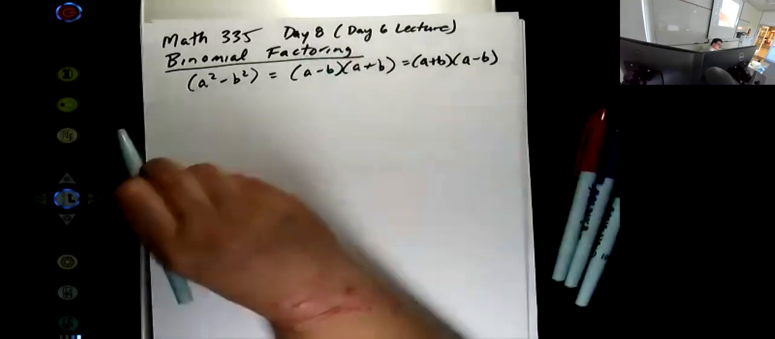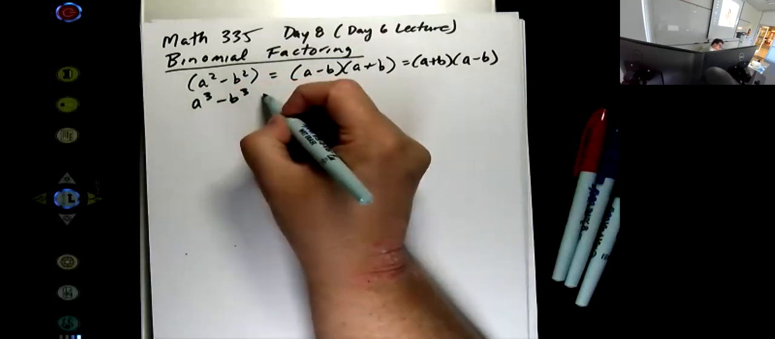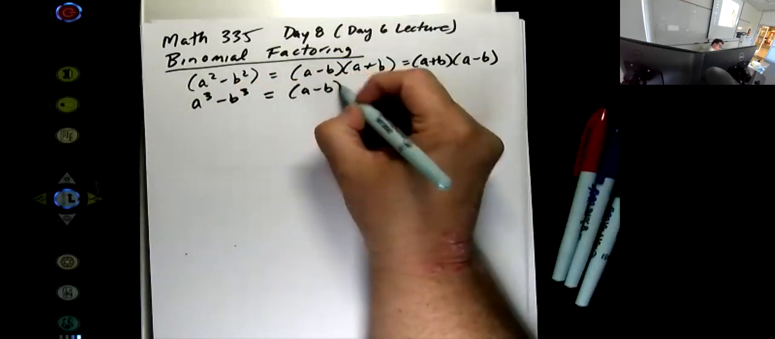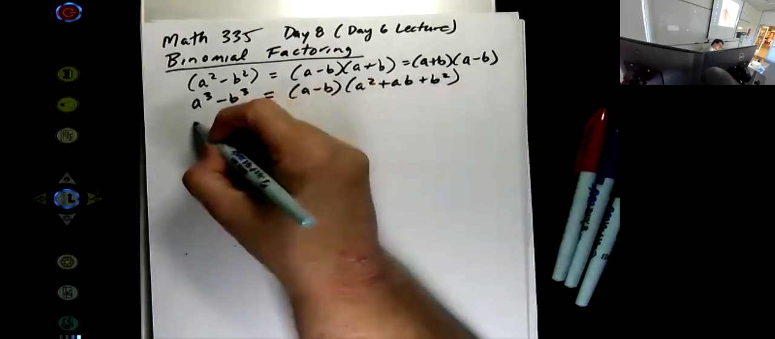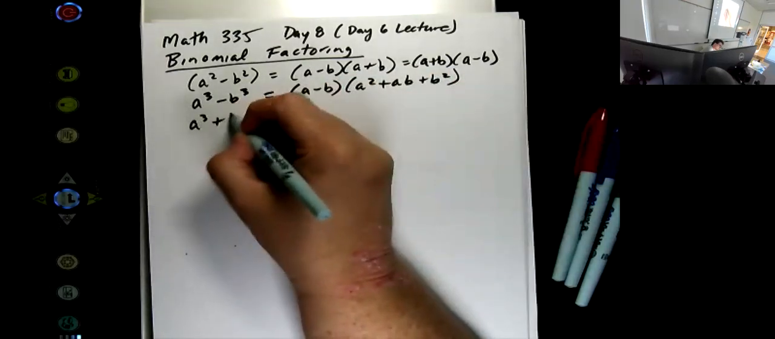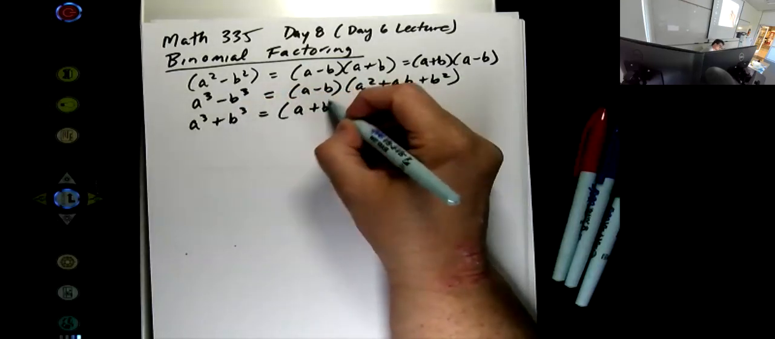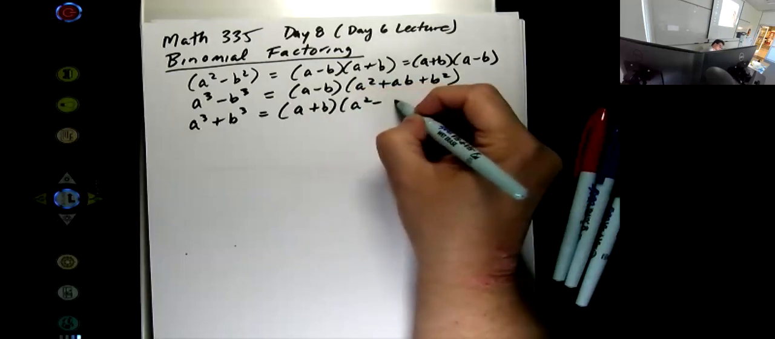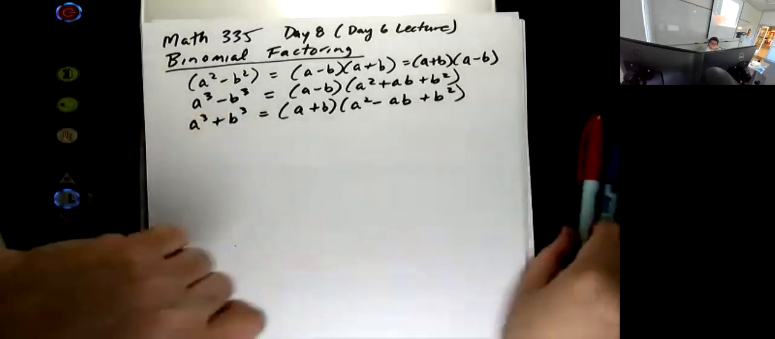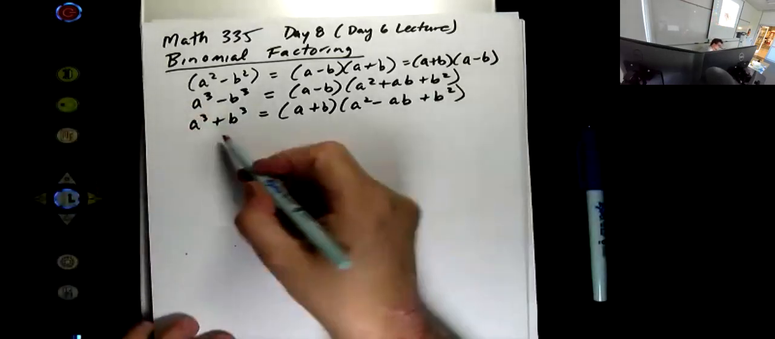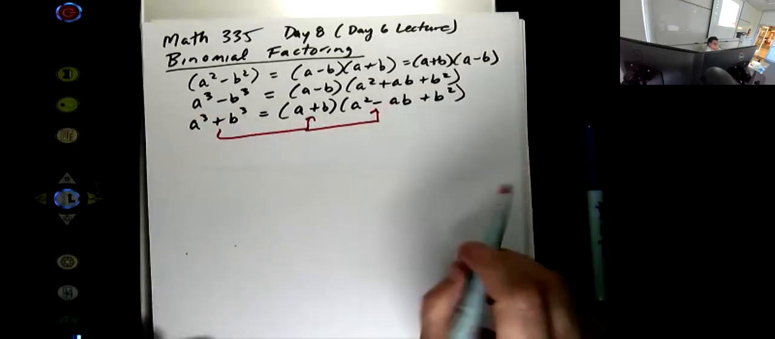Holds true with the cubics as well. The more you write down a cubed minus b cubed equals a minus b, a squared plus ab plus b squared, and then a cubed plus b cubed, the first two signs flip. So those impact those two signs, and that's the only difference between those two formulas.